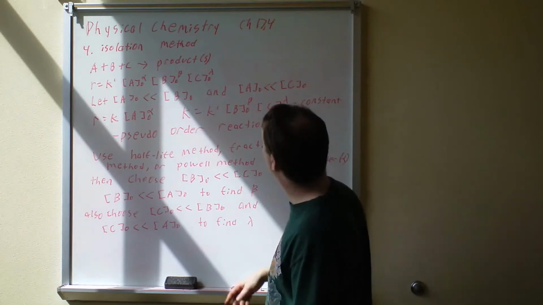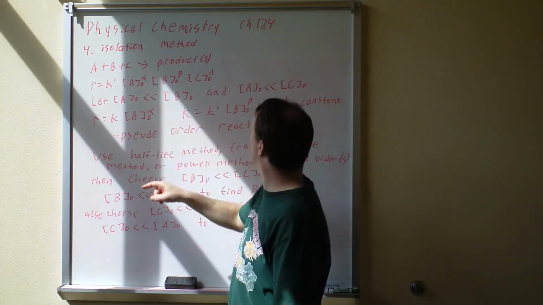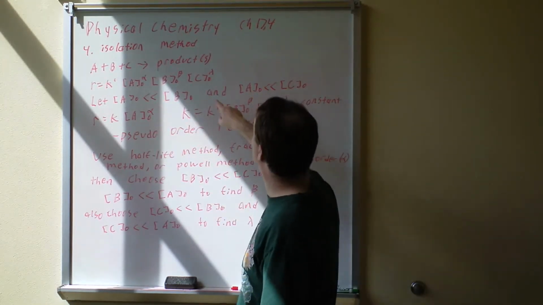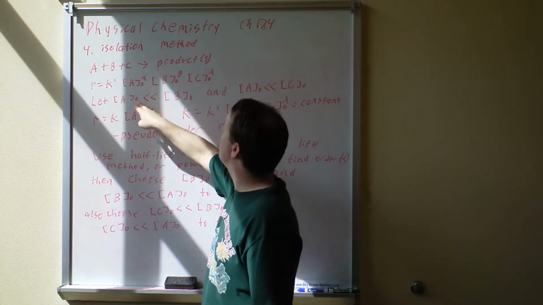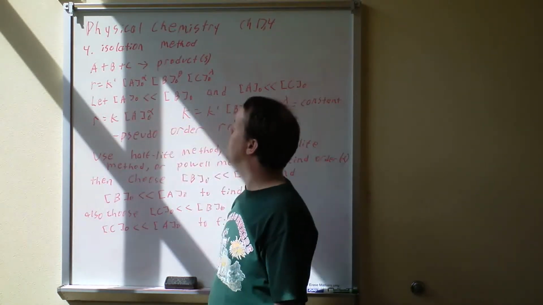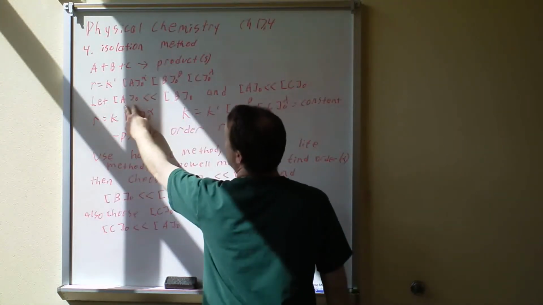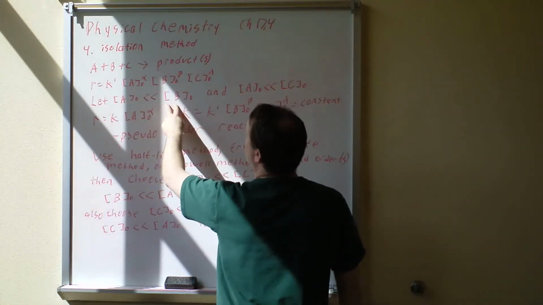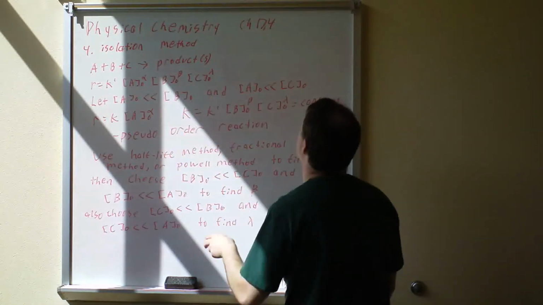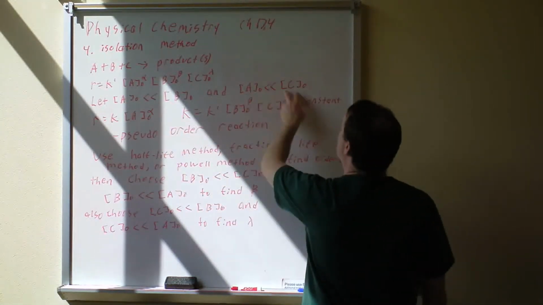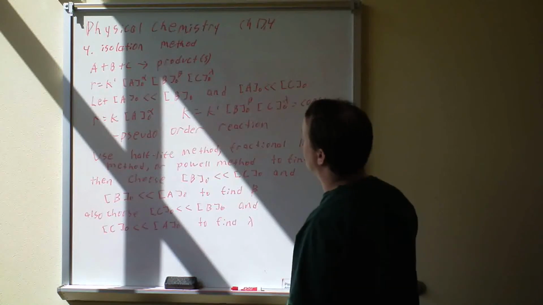Now what we're going to do is we're going to have one of them much less than the others. We're going to make one of them the limiting reagent. So we're going to make A the limiting reagent. So we're going to say the initial concentration of A is much less than the initial concentration of B, and the initial concentration of A is much less than the initial concentration of C.